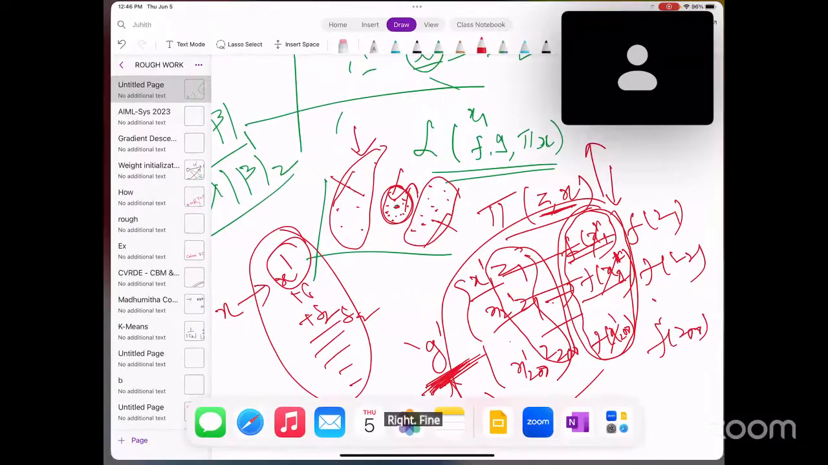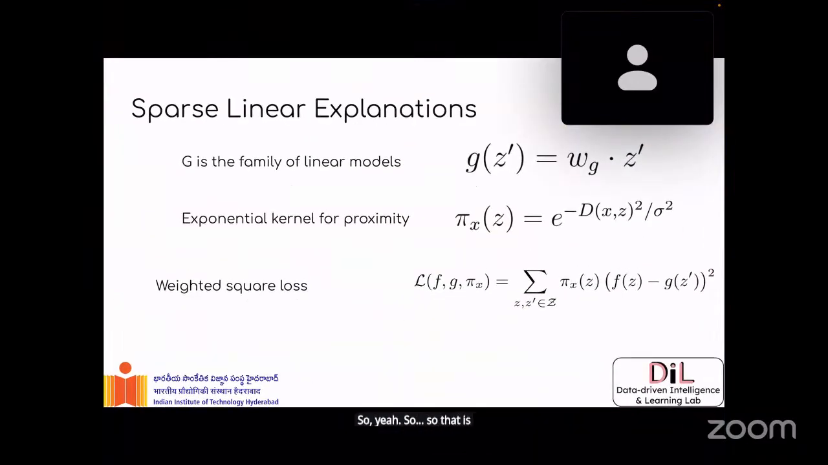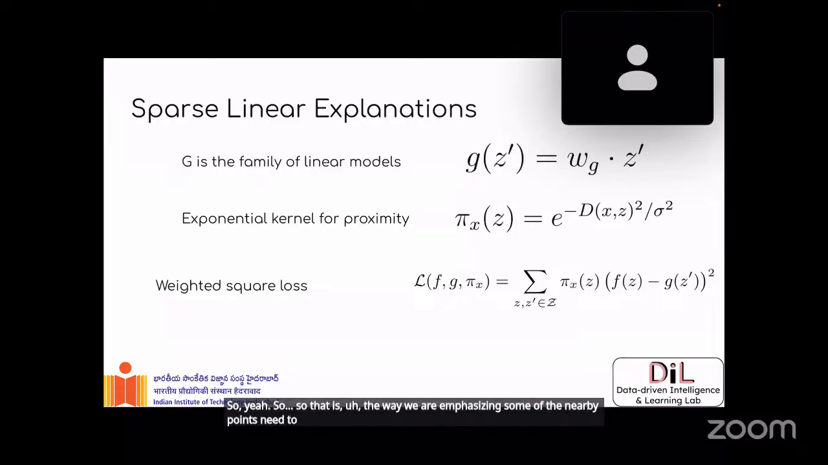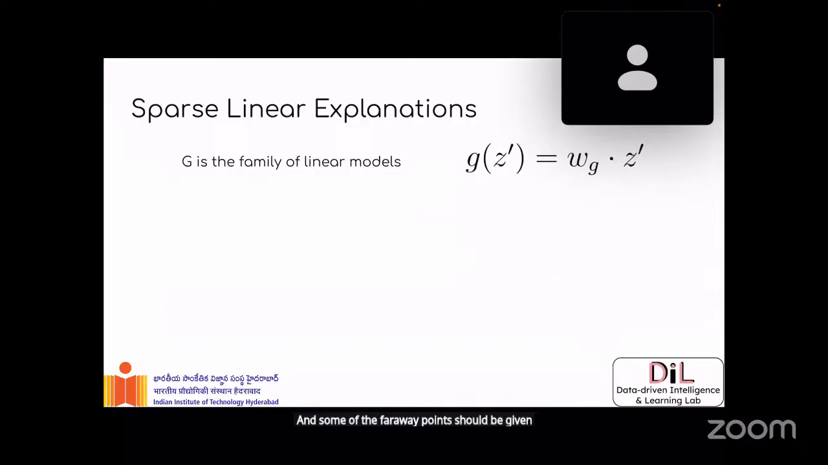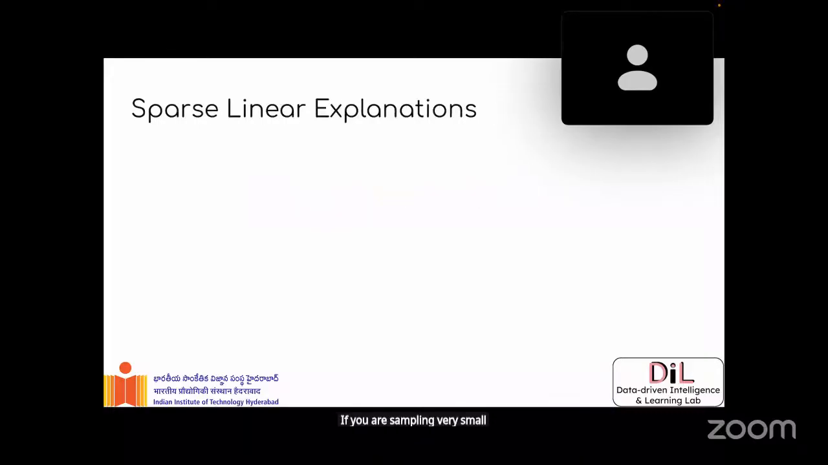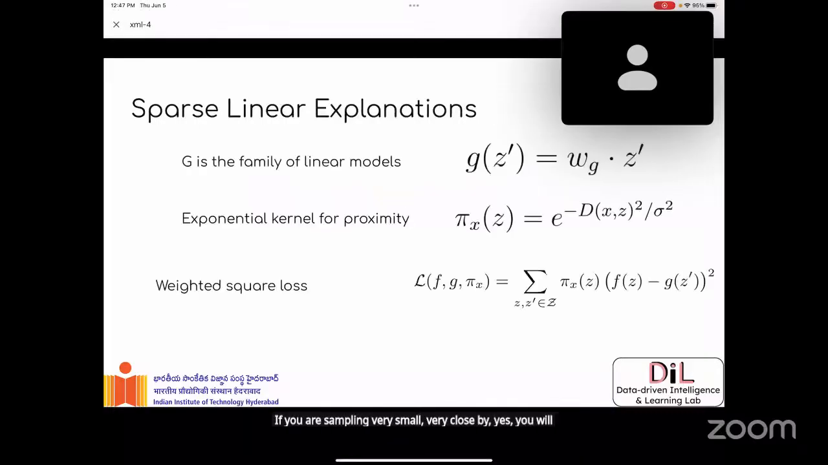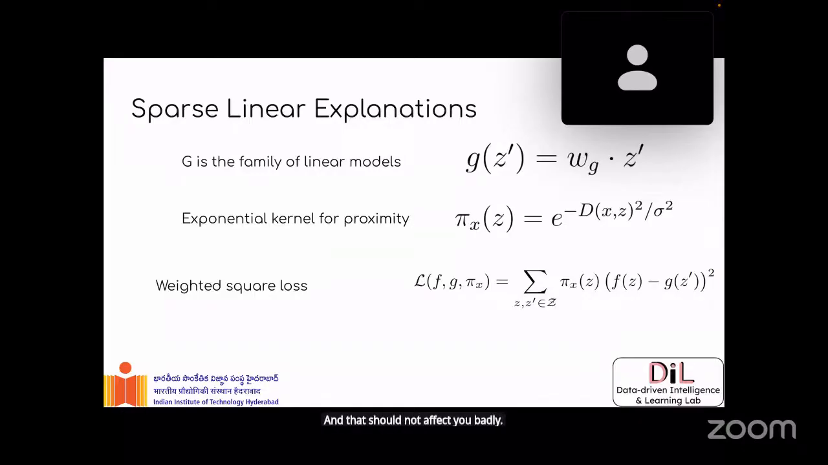Fine. So that is the way we are emphasizing that some of the nearby points need to be given more importance and some of the far away points should be given less importance, because when you sample, the noise can take you anywhere. If you are sampling very close by, yes, you will lie very close by, but it may be possible for you to go slightly away and that should not affect you badly. So this is extra care you are taking.